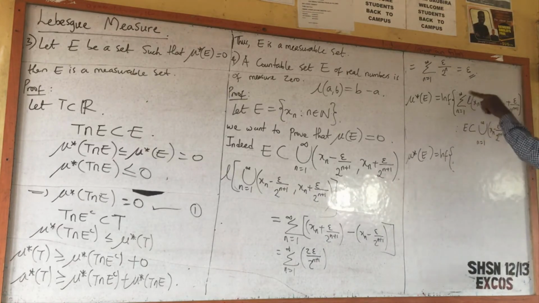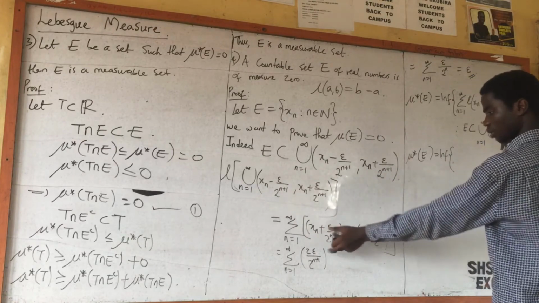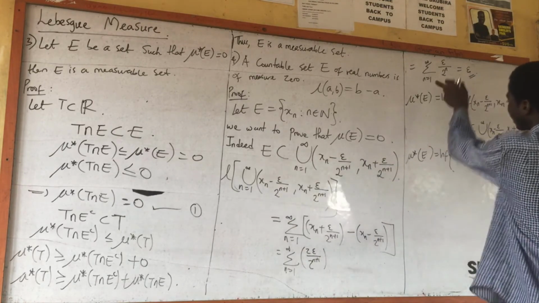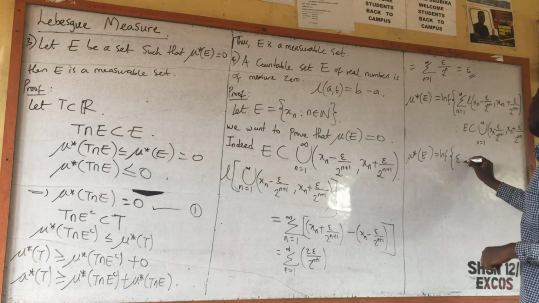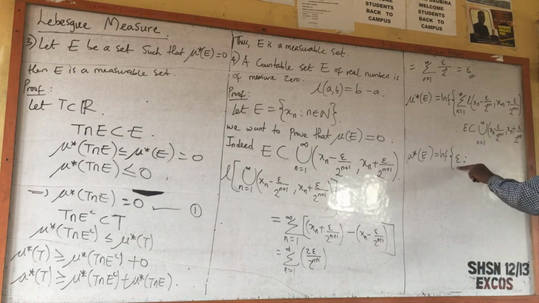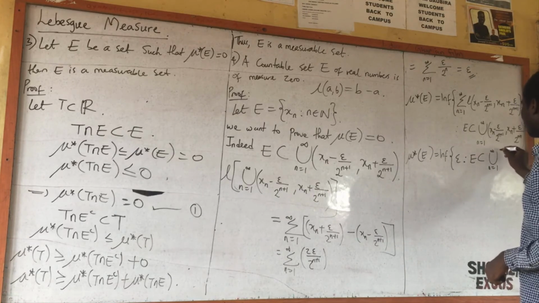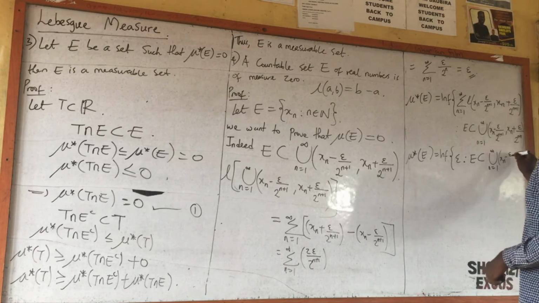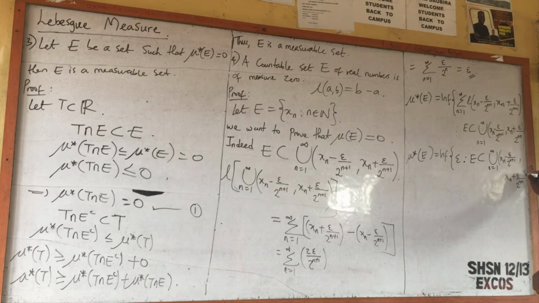The summation of all these lengths, we've done that already. The summary is that all of these will become epsilon; we have already computed it. So the infimum of epsilon is epsilon. So I have E inside the union from n equals 1 to infinity of the intervals (xn minus epsilon over 2 raised to power n plus 1, xn plus epsilon over 2 raised to power n plus 1). That's what I'm going to have.